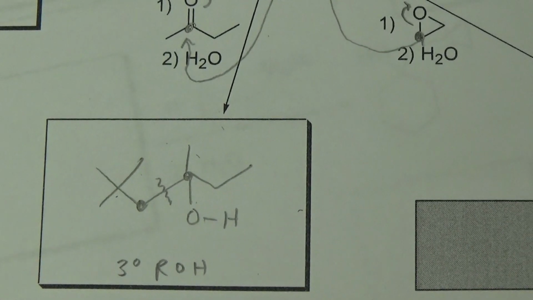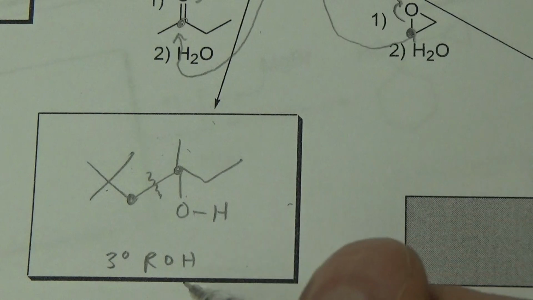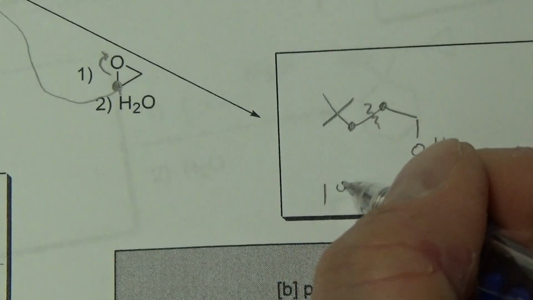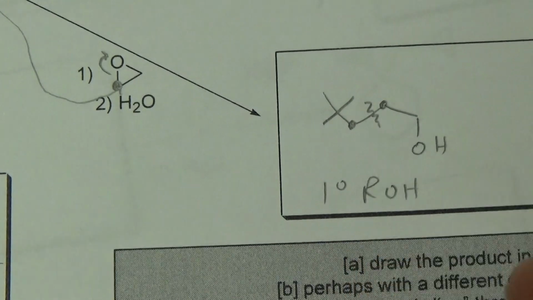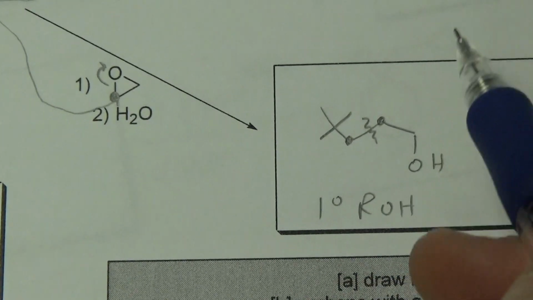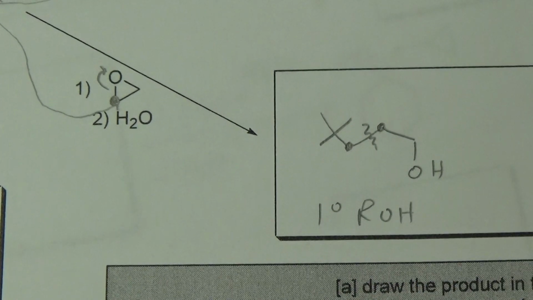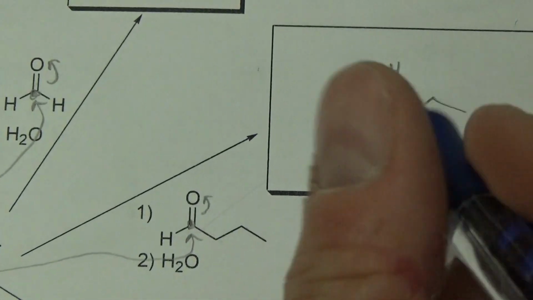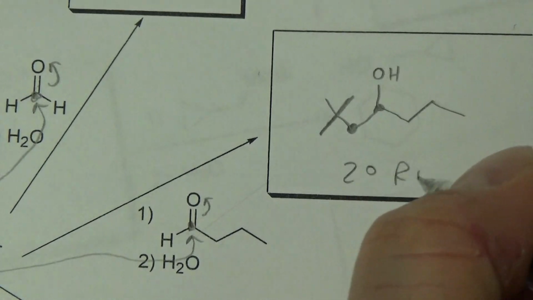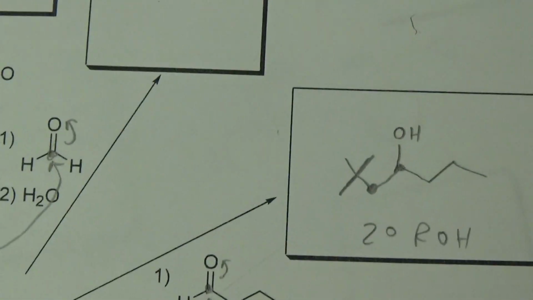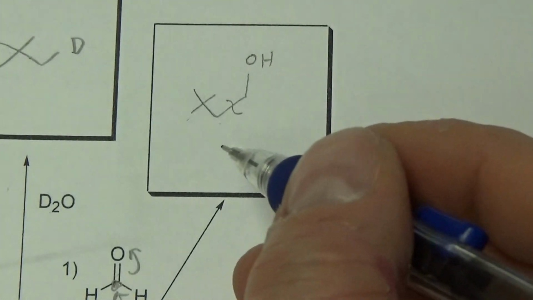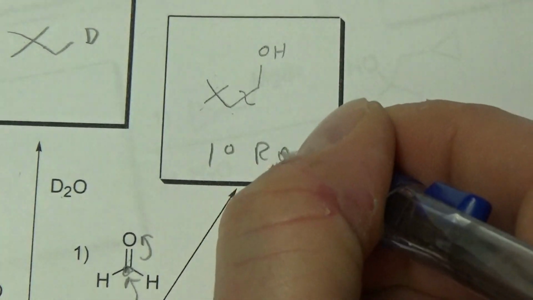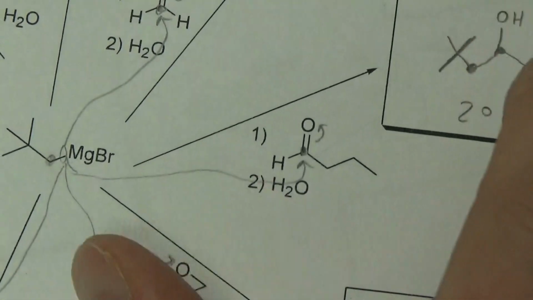Cool. Let's just add the types of alcohols to the other ones. Which one? This happened to be a primary, but it was a different primary than the one we did up top with formaldehyde, right? This one, when we attacked an aldehyde, what kind of alcohol do you get? A secondary alcohol. And this was kind of the normal case of making a primary alcohol from formaldehyde. Alright.